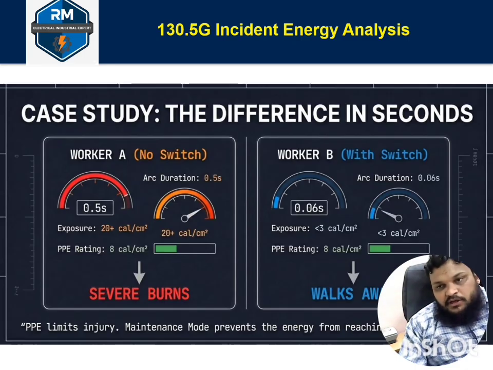On the right side, worker B has a switch, with an arc clearing time of 0.06 seconds. So the incident energy in maintenance mode is less than 3 calories per centimeter square. If the person selects PPE of around 8 calories per centimeter square and an unforeseen situation or arc flash occurs, the incident energy is reduced significantly, so the employee will be safe. So PPE limits injury, while maintenance mode prevents the energy from reaching a significant level, so it protects the employee.